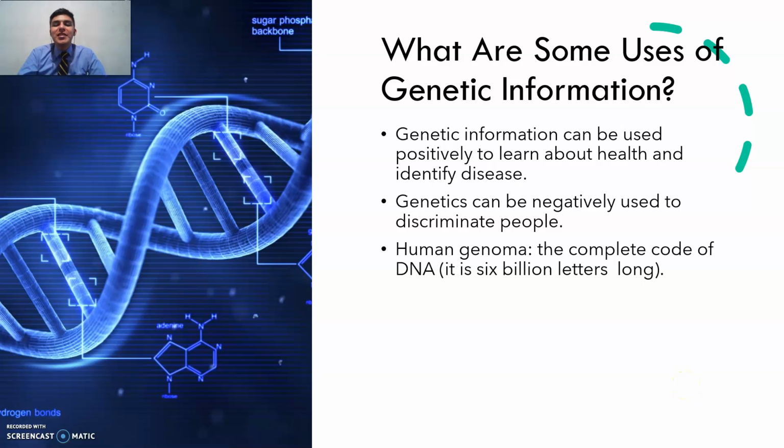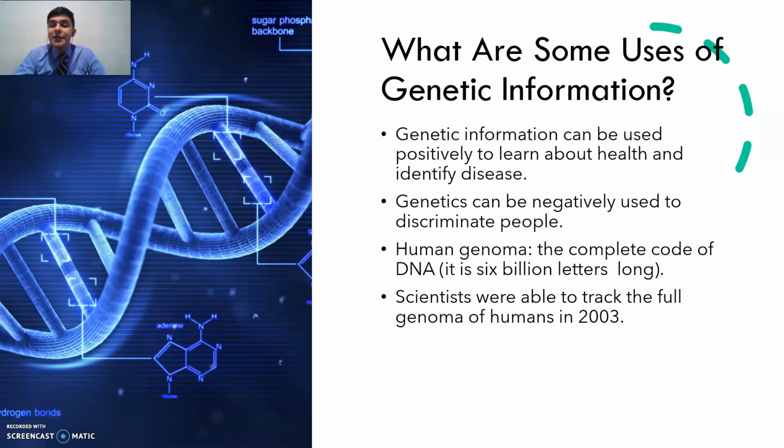I'm sorry about it. It will be genome with an E at the end, which is the complete code of DNA, and it is 6 billion letters long. Imagine that, 6 billion letters long. It's a lot. Remember that inside the DNA we have the nitrogenous bases: adenine, thymine, guanine, cytosine. So the order of all of those 6 billion letters is basically the human genome. So that's pretty interesting. Scientists were able to track the full genome of humans in 2003. All right.